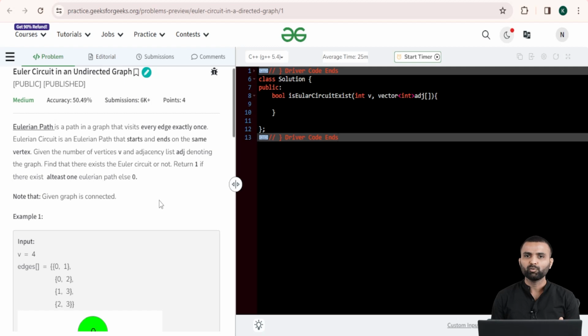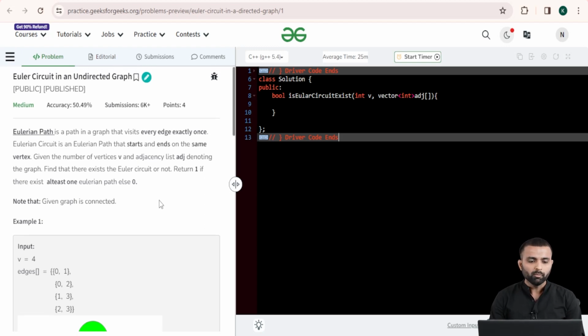Let's talk about today's problem. Our problem is Euler circuit in an undirected graph. Let's talk about the problem first. An Eulerian path is a path in a graph that visits every edge exactly once, right? An Eulerian circuit is an Eulerian path where we have to start and end on the same vertex, okay?